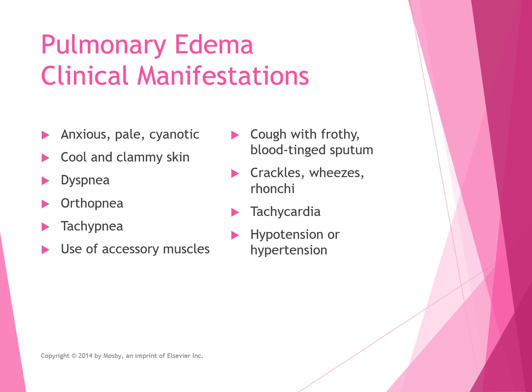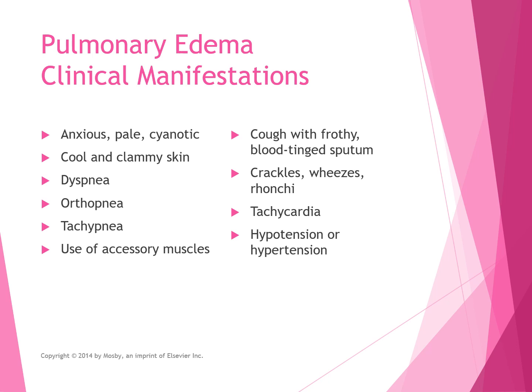So cough with frothy blood-tinged sputum. Usually it's that pink frothy sputum. And that happens because there's damage to the vasculature in the lungs, and that produces blood-tinged sputum. Crackles, wheezes, or rhonchi can be heard. Usually we'll hear crackles start off in the bases and they'll work their way up towards the apices of the lungs.